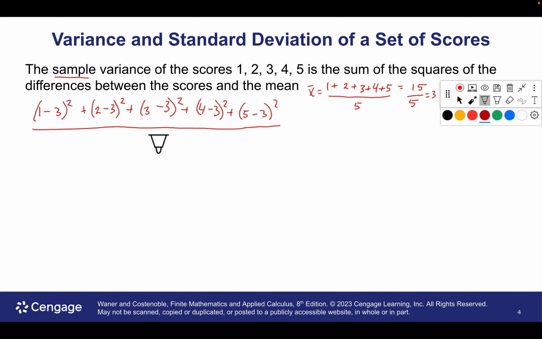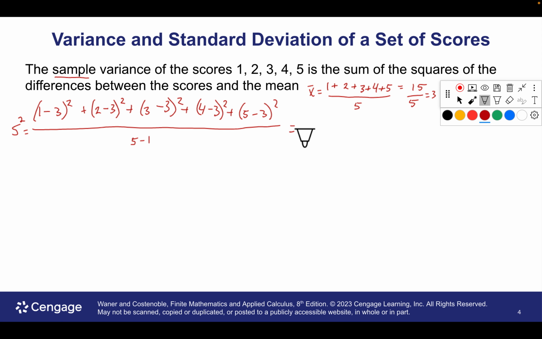divide it all by n minus 1, so I'm going to write it as 5 minus 1, just to remind us because it is a sample. What we're getting is the sample S squared, which is the variance. It's not really what we want, but it gets us there, and then we'll take the square root.